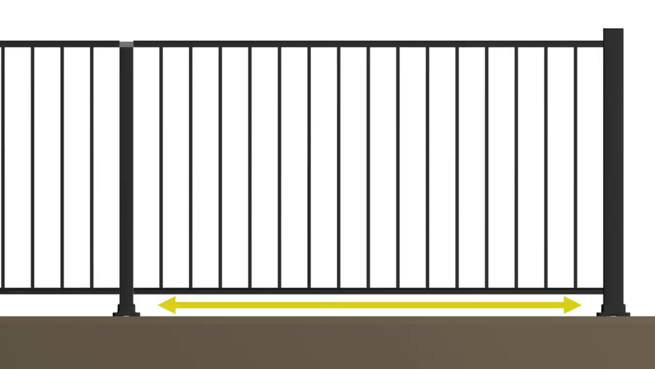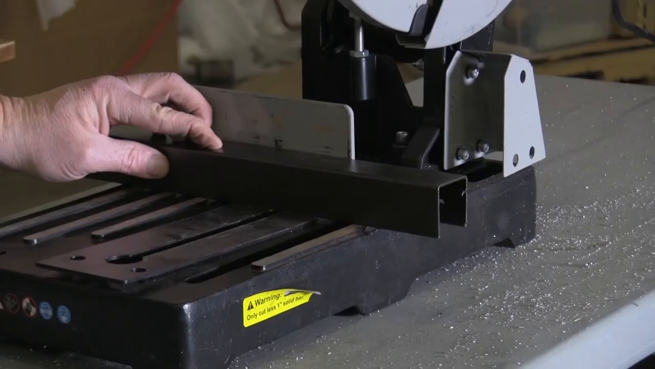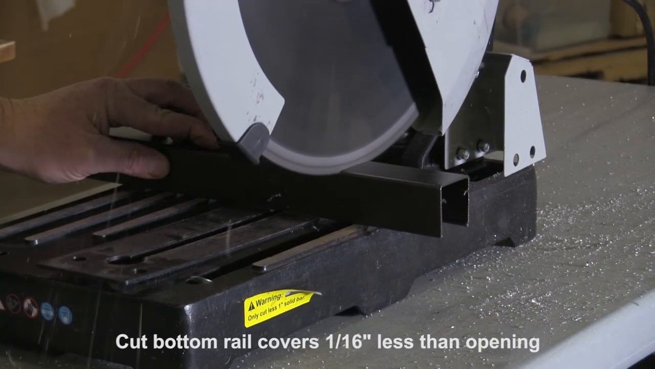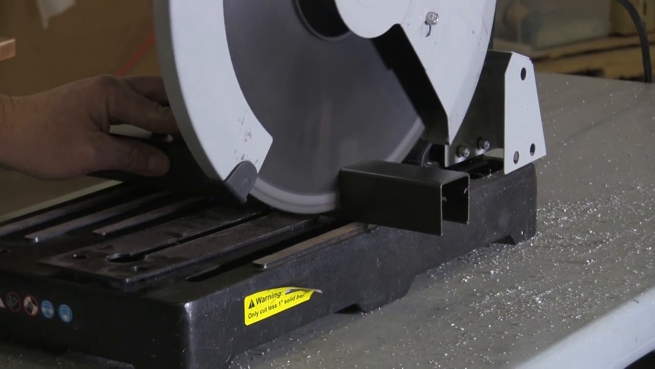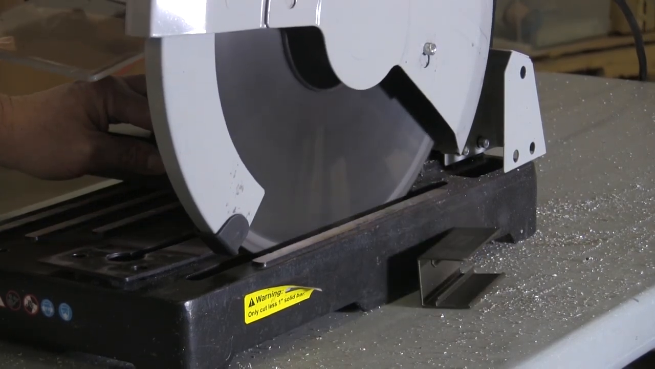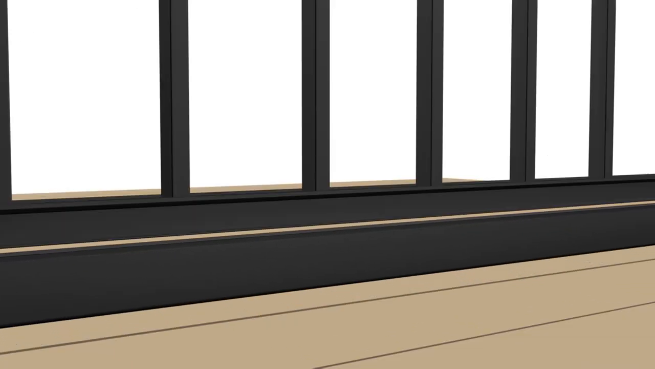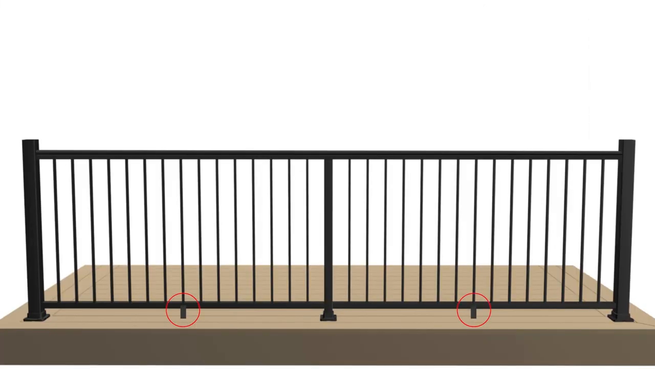Measure between posts at the bottom. Cut bottom rail covers 1/16 inch less than opening. Clean cut areas and apply touch-up paint on all exposed metal. Snap each rail cover over the corresponding rail channel until properly seated. Tip: if top cover will not seal, try installing support legs. Then apply pressure to cover, starting from one end.